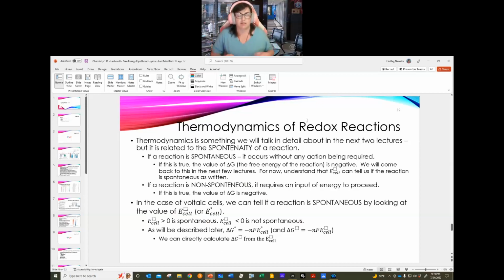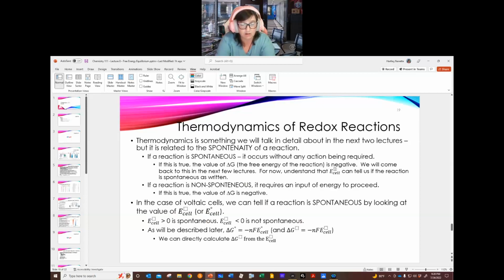Thermodynamics is something that we talk about in detail in the next couple of lectures. It's something that has to do with the spontaneity of a reaction. So again, if a reaction is spontaneous, it occurs without any action being required. If that's true, the value of delta G, the free energy of the reaction, is negative. Now, we'll come back to this in a couple of lectures, and I'll show you how all of that pans out. But for now, I need you to understand that that's the case.